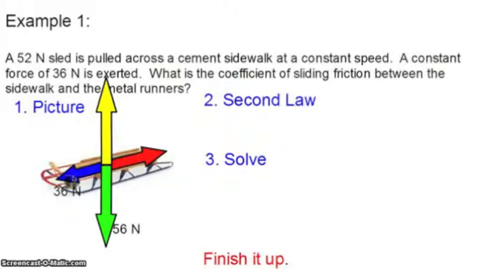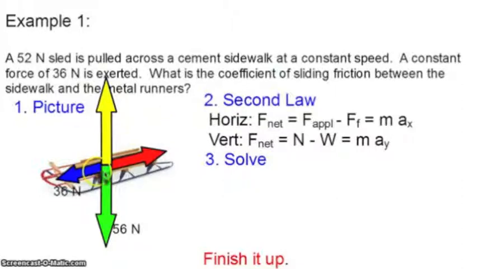If the sled is going at a constant speed, that means all the forces balance out. So the downward force of gravity is being countered by the upwards normal force. The downward force is green. The upward normal force of the cement sidewalk pushing up on the sled is the yellow. The forward force of the person pulling on the rope is the blue. And then the backwards force of friction is the red. So again, all these forces have to be equaled out.